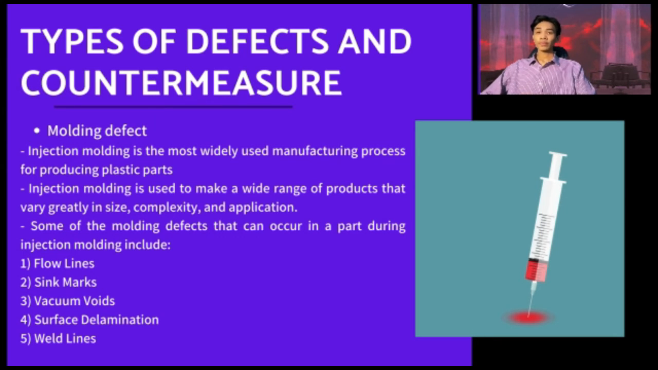I would like to give a few examples for the type of defect and countermeasure. Firstly is a molding defect. Injection molding is the most widely used manufacturing process for producing plastic parts, and it is used to make a wide range of products that vary greatly in size, complexity, and applications such as a shrink. Some of the molding defects that can occur in a part during injection molding include flow line, seam marks, and vacuum void.